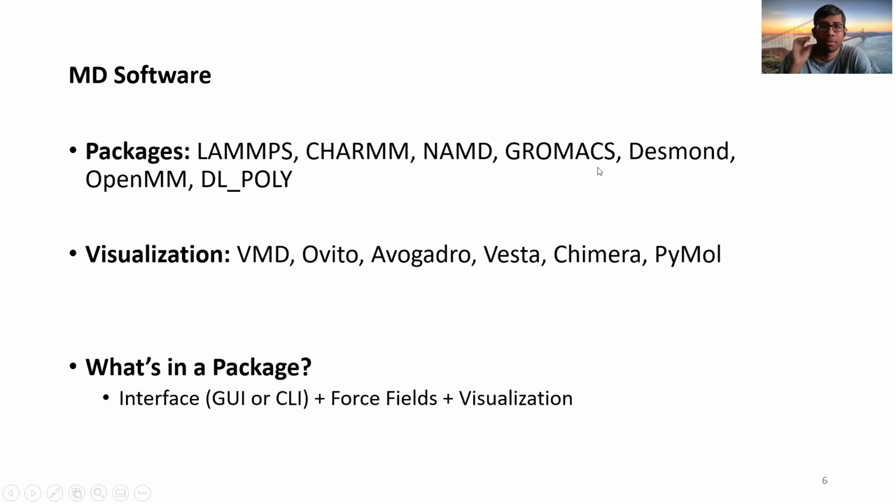If you are trying to solve a material science problem, you'll probably use DL_POLY or LAMMPS. LAMMPS is kind of a common ground for material science or biomolecular simulation because it supports a lot of systems in terms of material science and biomolecules.